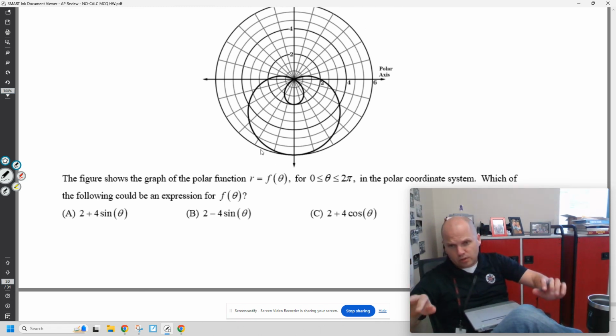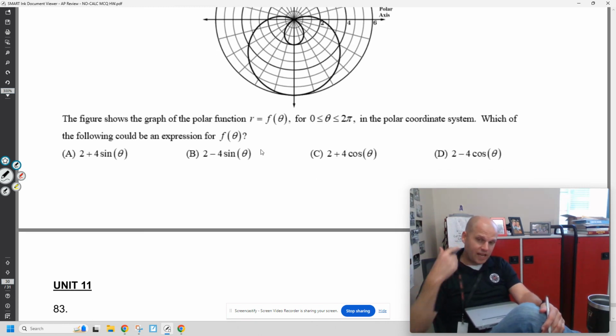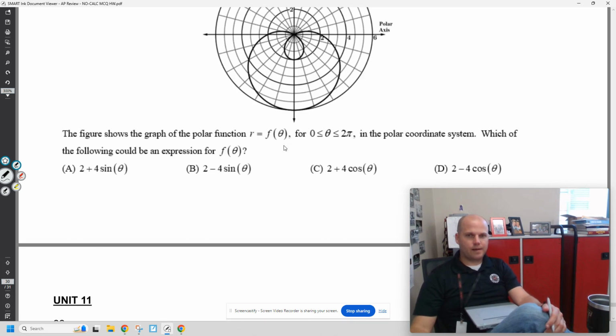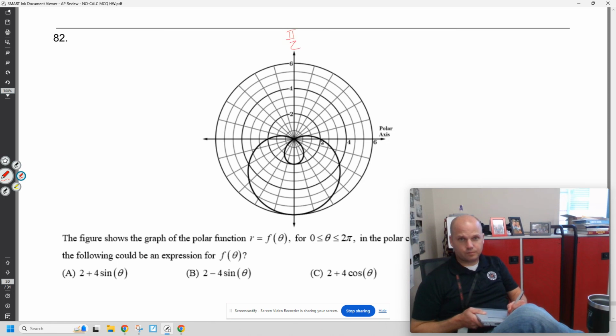You know what's the easiest way to do this problem, which we didn't really tell you when you're doing your homeworks, is actually just plug in certain values. Like pi over 2 and 3 pi over 2 are my big ones. If I plug in pi over 2, I need to get one of these two values. If I plug in 3 pi over 2, I better get one of those two values. It's either going to be negative 2, positive 2, negative 4, or positive 4.